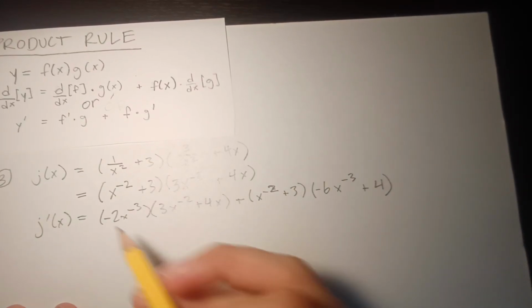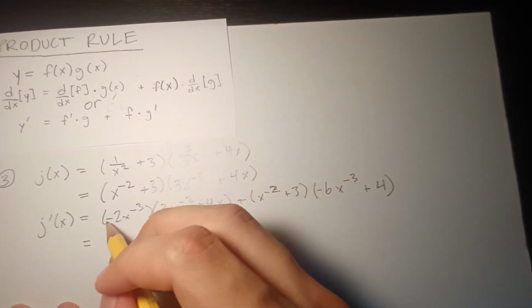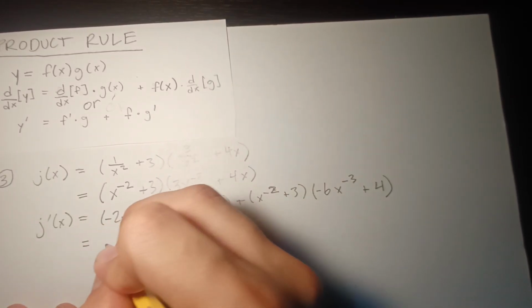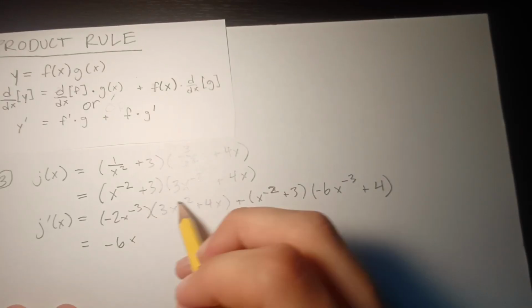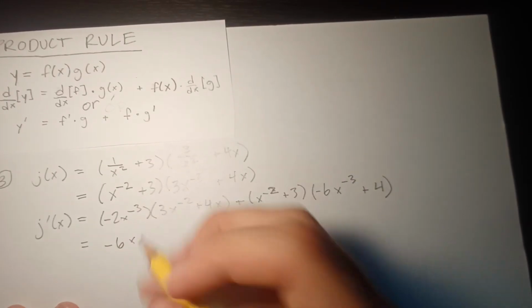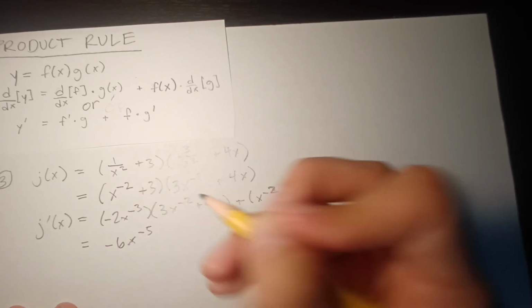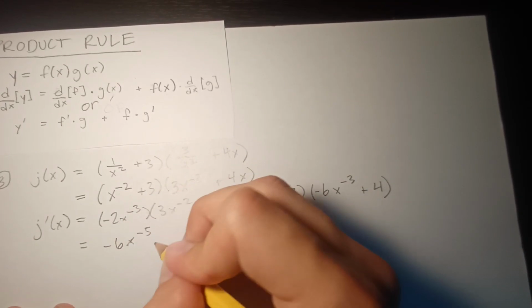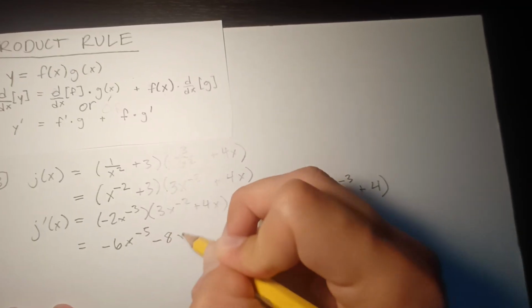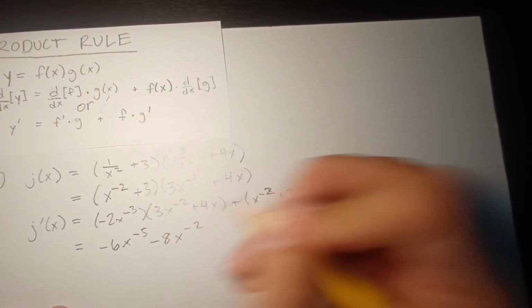So here, we've got to continue. I'm going to go a little faster. We're going to combine our like terms. So negative 2 times 3 is negative 6. And remember, when we're multiplying terms with exponents, we add the exponents. So this becomes negative 5, because negative 3 plus negative 2 is negative 5. We're distributing this, so this is going to become negative 8x. So this is negative 3 plus 1, which is negative 2.